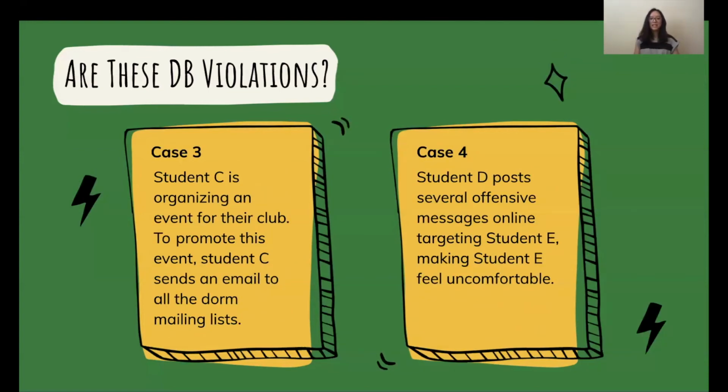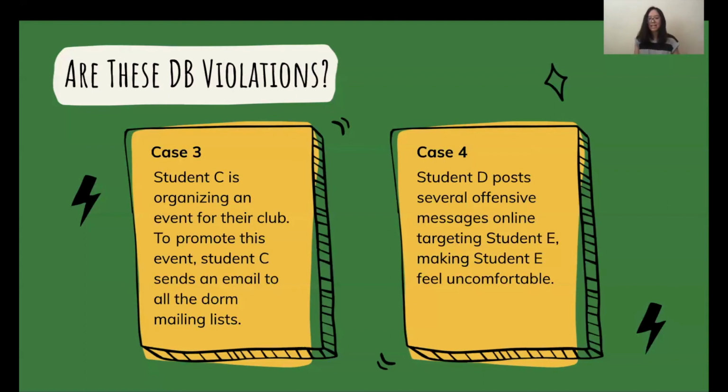For the third case, student C is organizing an event for their club. To promote this event, student C sends an email to all the dorm mailing lists. So this is actually a violation of the honor code because it violates the email policy. By the email policy, if you want to send out an email to more than half the student body, you need to go through students-L, which is a moderated list that gets sent out to all the students. The reason for this policy is to reduce spam from reaching a big portion of the student body and to prevent harmful messages from getting sent out.